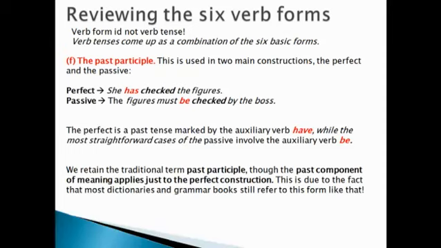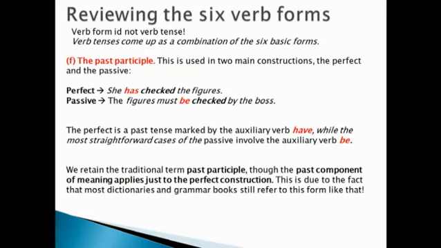And the past participle, which in language institutes, when I'm teaching present perfect, I normally ask them to call the past participle column the perfect, and I'll tell you why in some moments, is used in two main constructions: the perfect, as I said, and the passive voice. So the perfect: she has checked the figures, and the passive voice: the figures must be checked by the boss.